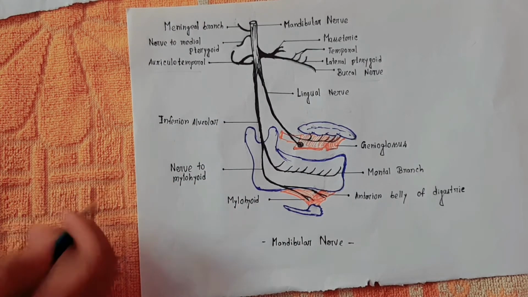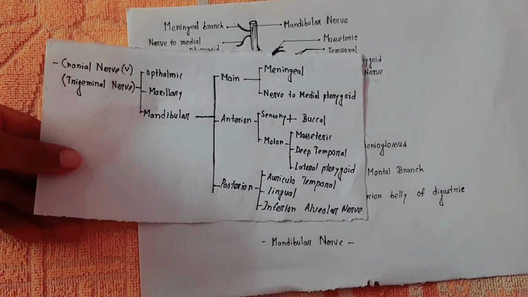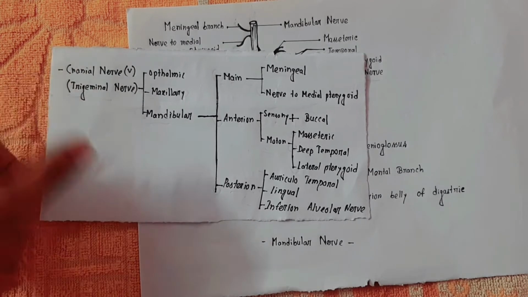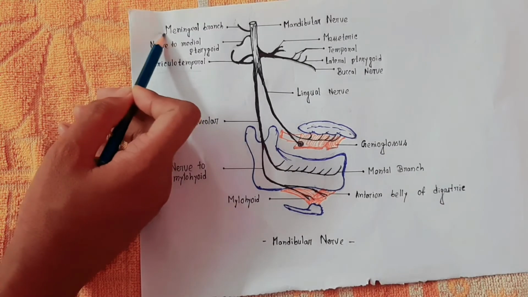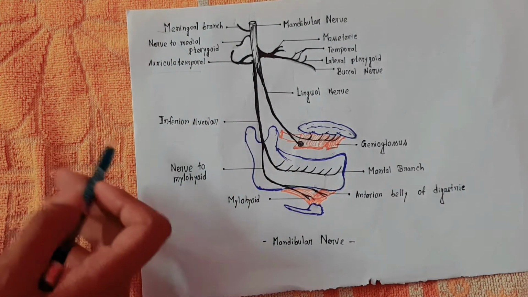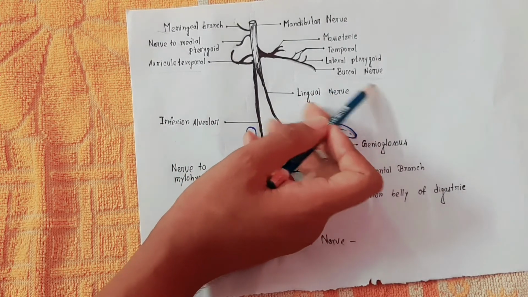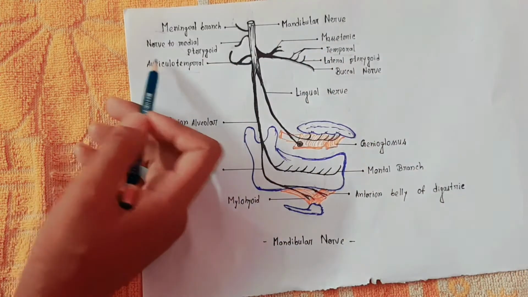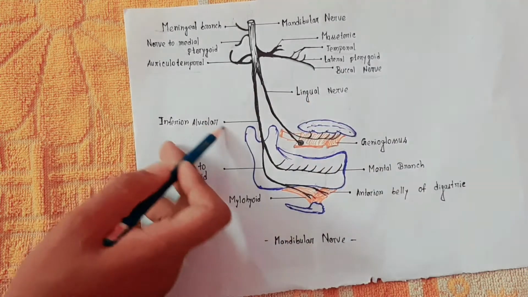So these are all the divisions of the mandibular nerve, guys. Here you can see the list: main trunk, anterior trunk and posterior trunk. Once again we will revise. This is the main trunk: meningeal branch and medial pterygoid. Then we go for the anterior trunk. In the anterior trunk, one is sensory, that is buccal. The other three are motor: lateral pterygoid, temporal and masseter. And last, the posterior trunk: auriculotemporal, lingual and inferior alveolar.